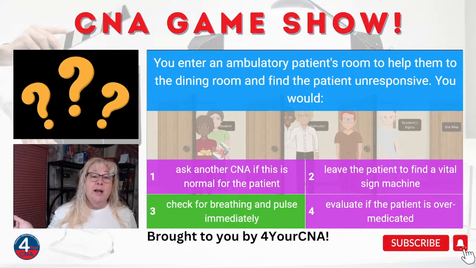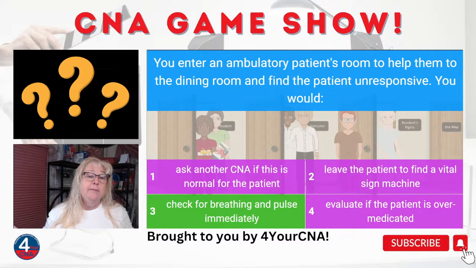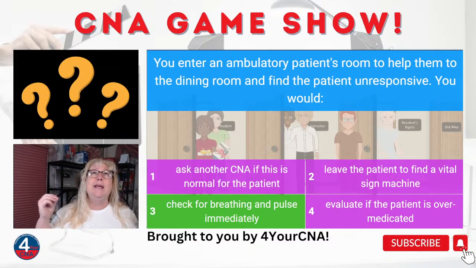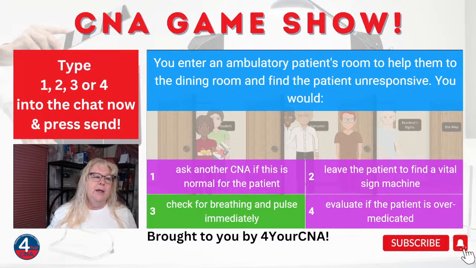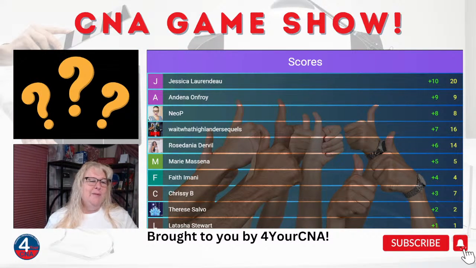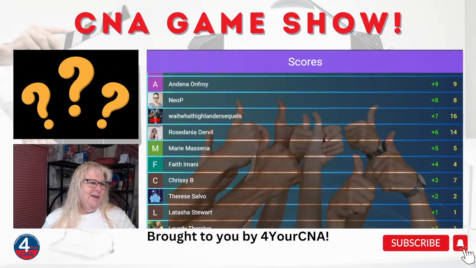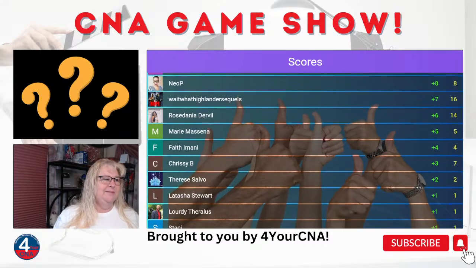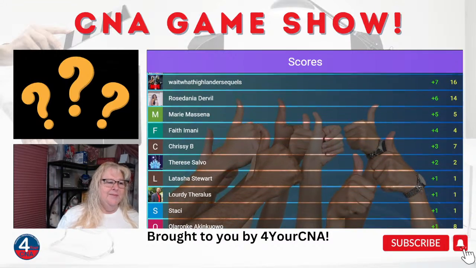Yeah, and if we have an unresponsive patient, the first thing we have to do is check to see, do they have a heartbeat and are they breathing? Because if not, we have to start CPR. We can't wait. CPR has to begin immediately. So, asking another CNA, it tells us they're ambulatory. We don't need that information. Leaving the patient, never a good option. And evaluating if the patient is over-medicated, that's not our role. So the right thing here is to check to see if they need CPR. So Jessica came in first on that one, followed by Andina and Neo. Good job. All right, question number 3.